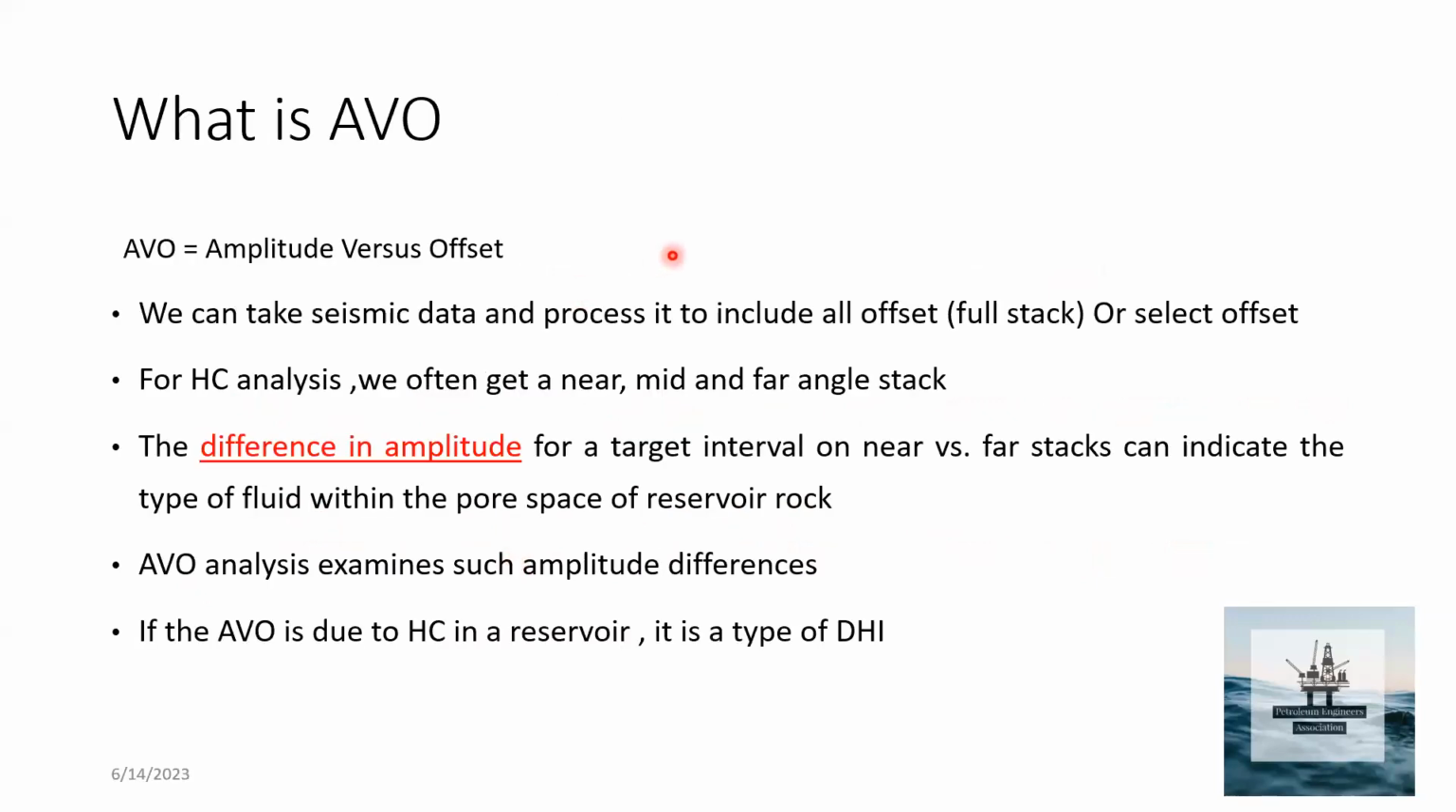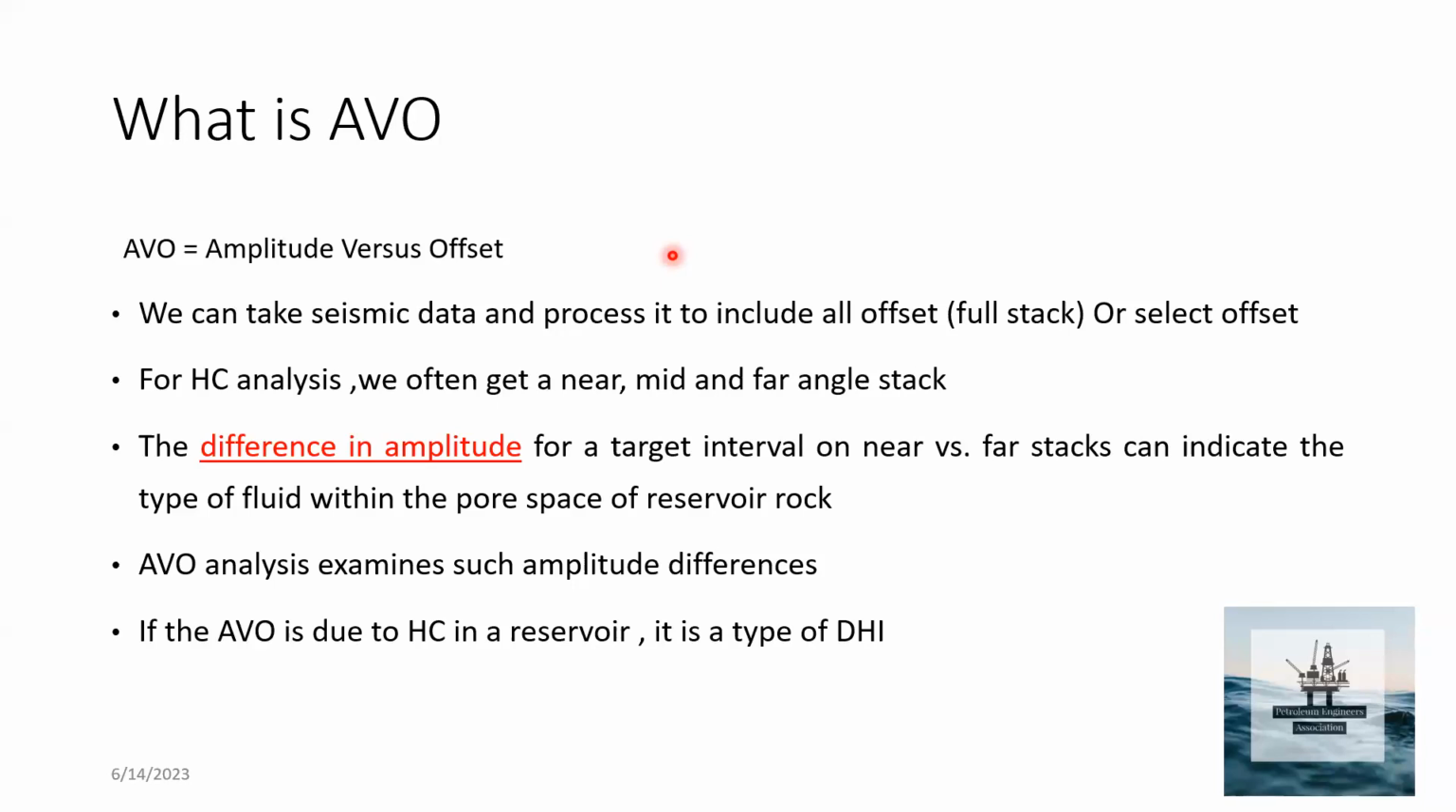Now I will talk about the AVO. What is the AVO? AVO is amplitude versus offset. We can take seismic data and process it to include all offsets, which is called full stack, or select some offsets. For hydrocarbon analysis, we often get near, mid, and far angle stacks.